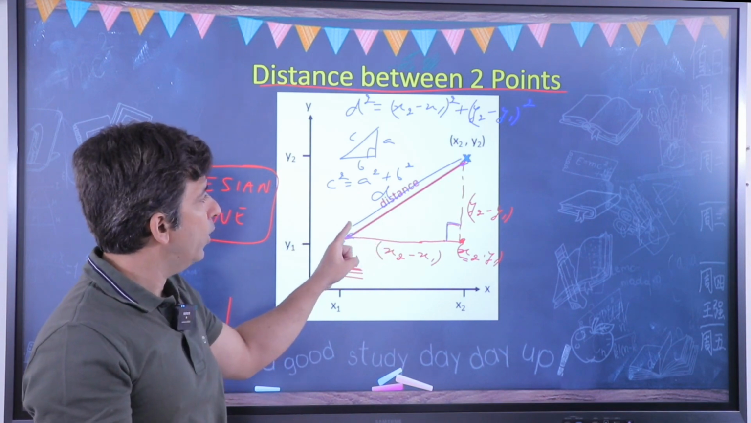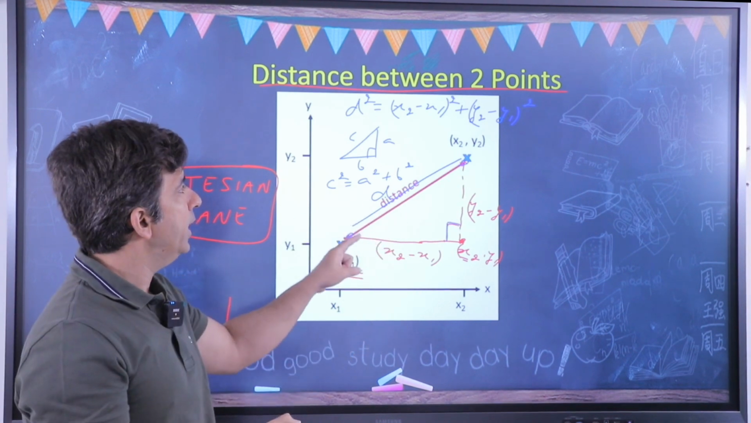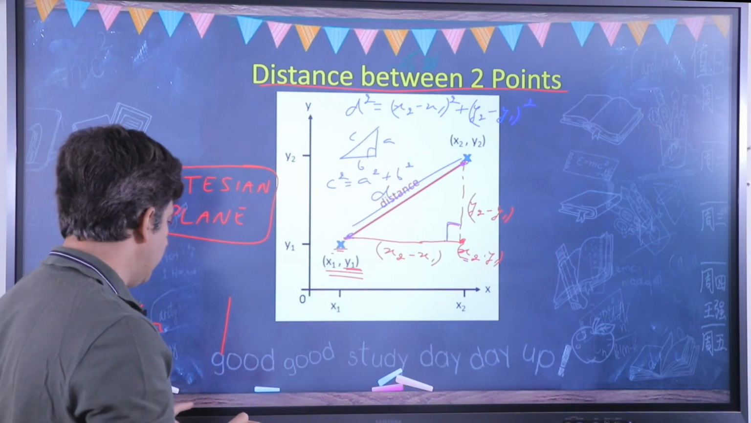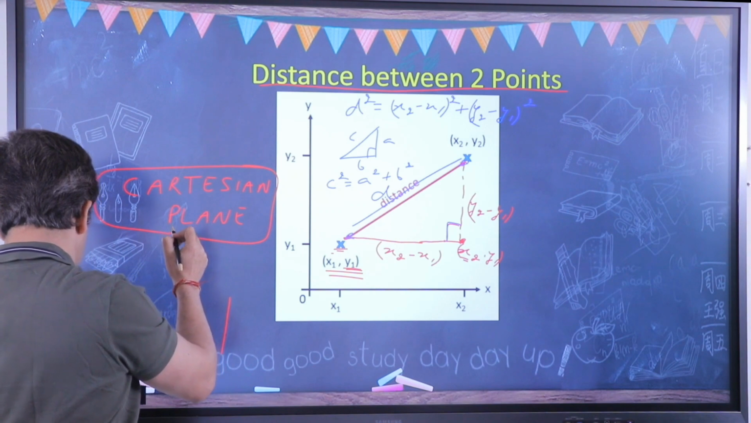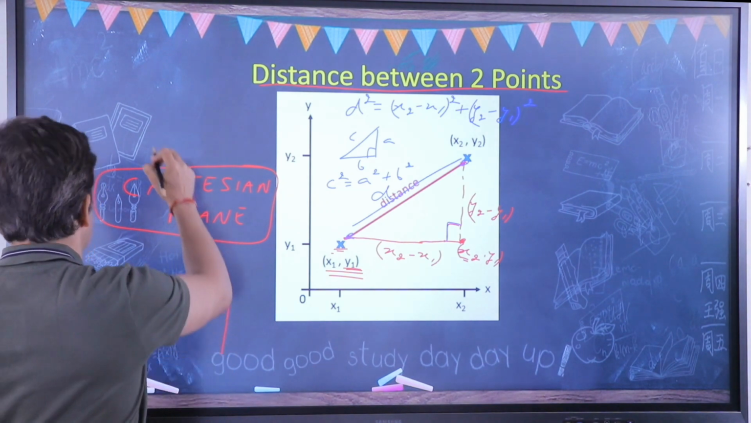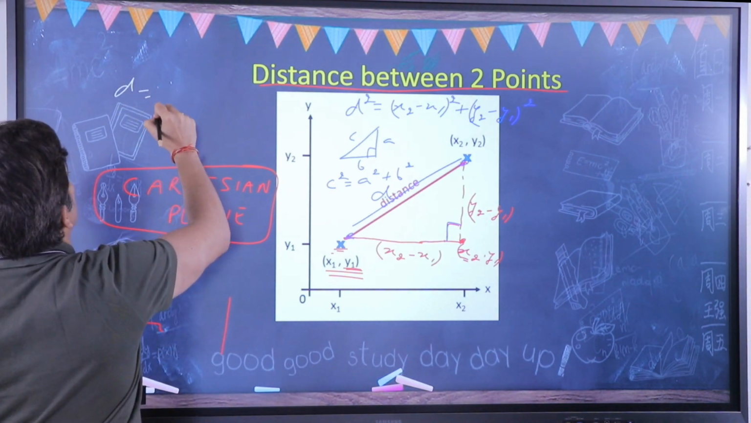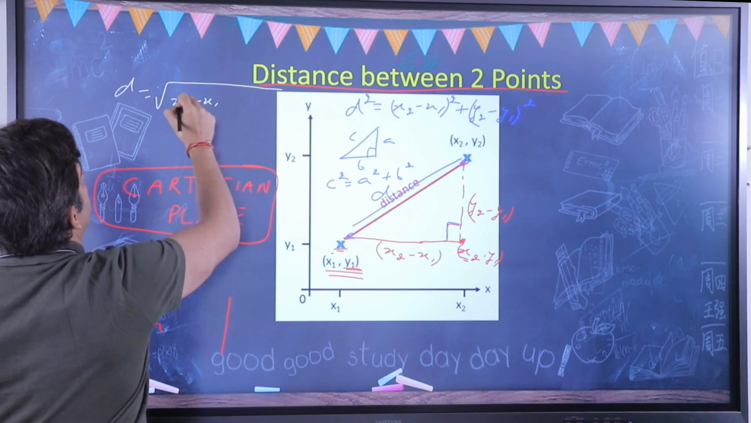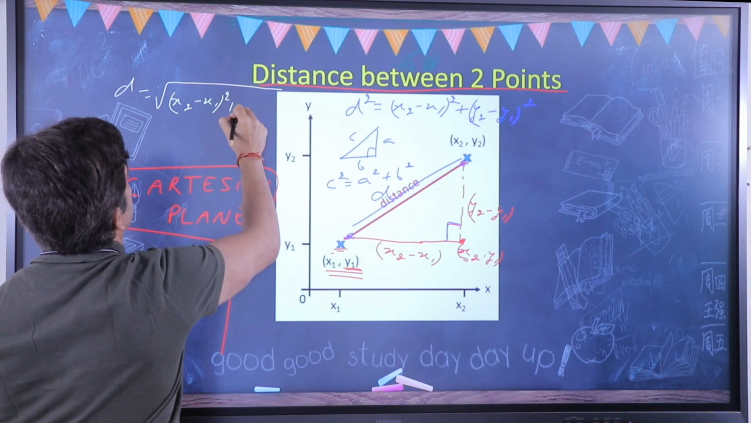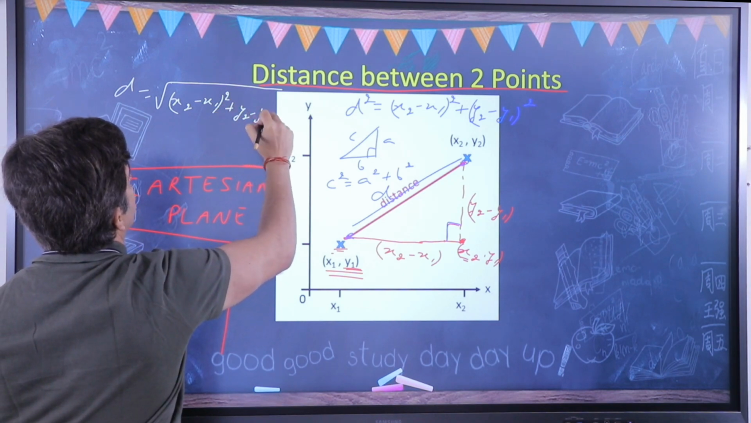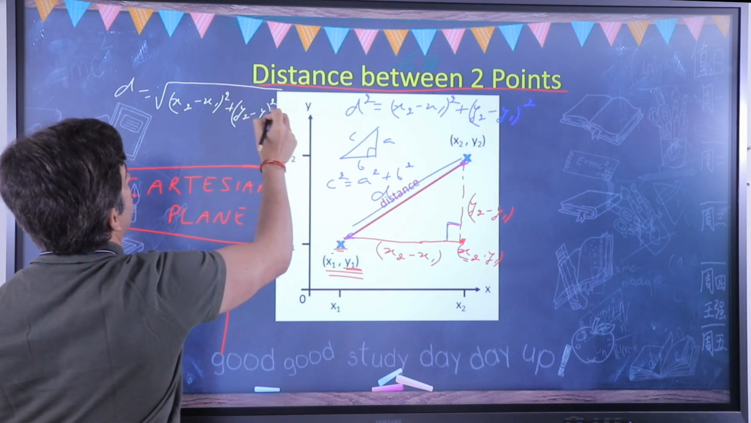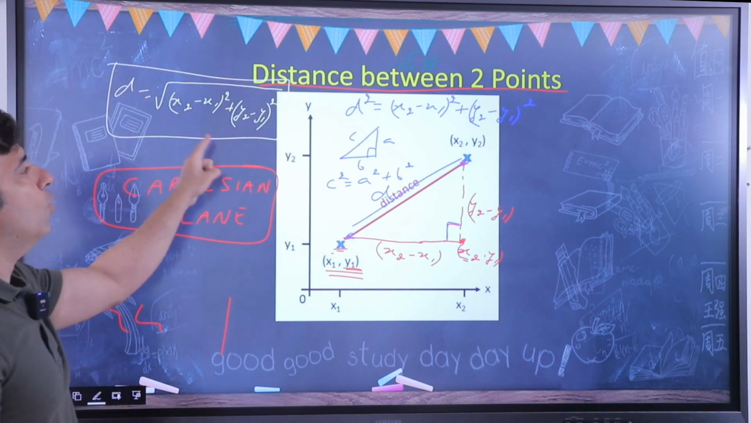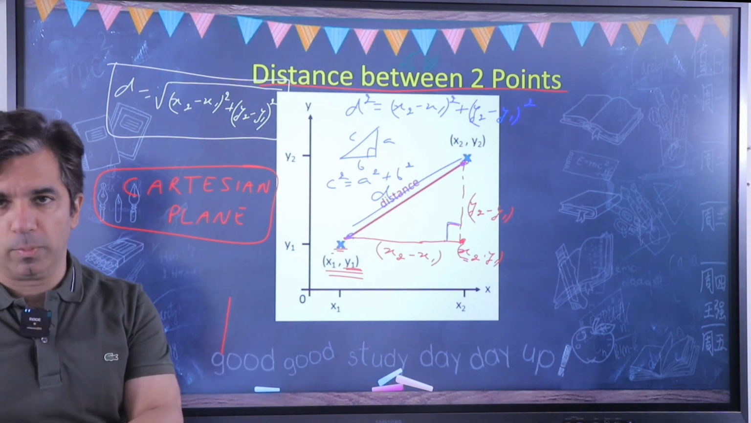The distance between 2 points, if represented by d, then its square would be equal to this. So d would be equal to the square root of x2 minus x1 whole square plus y2 minus y1 whole square. This is the formula which you have to always keep in your mind.